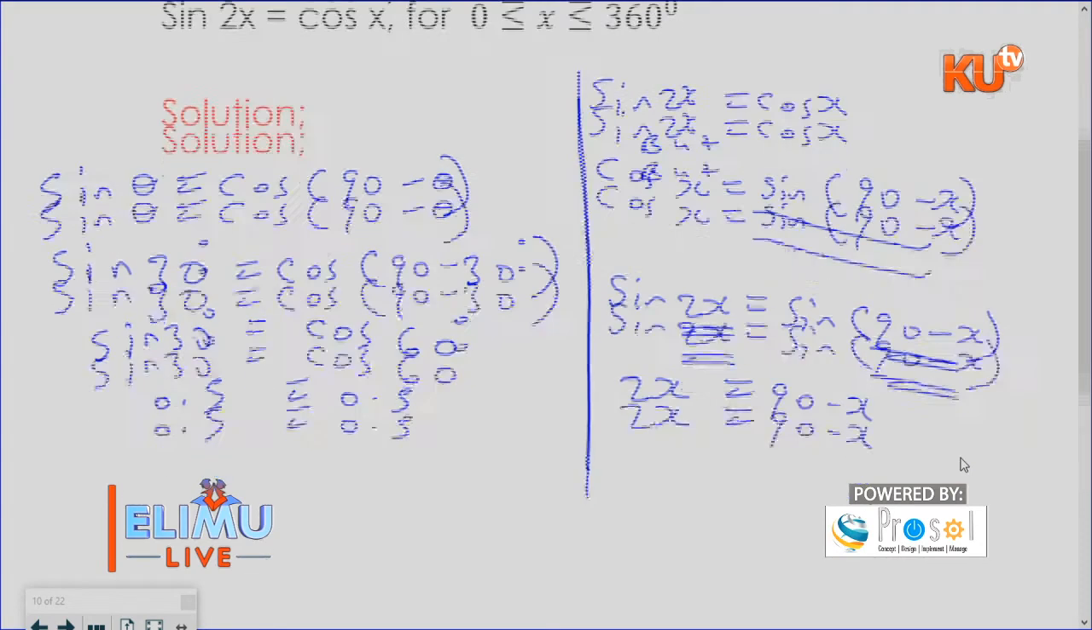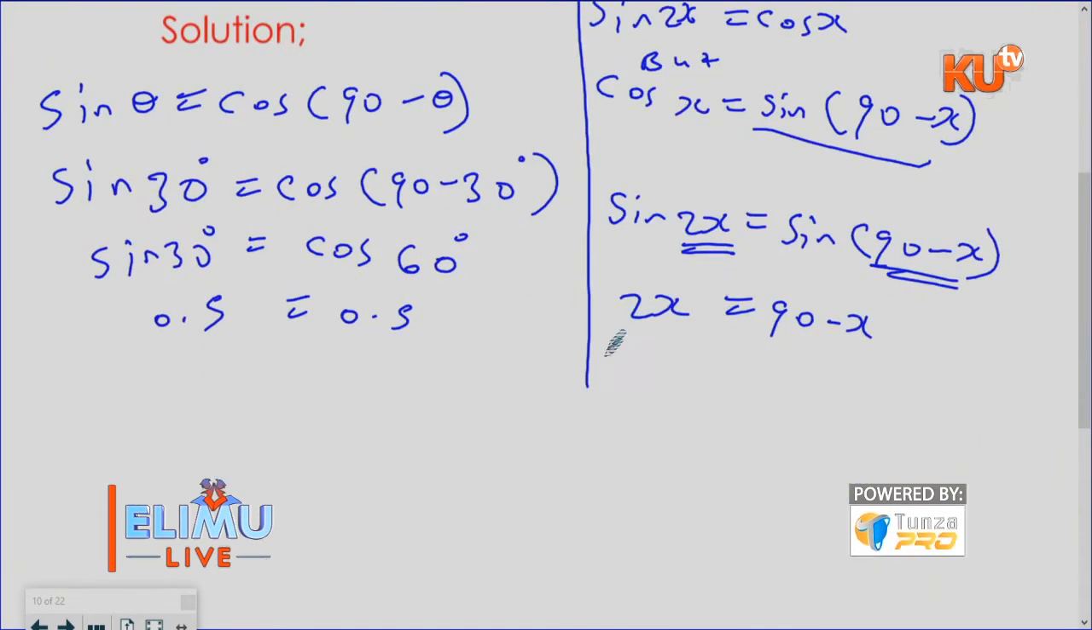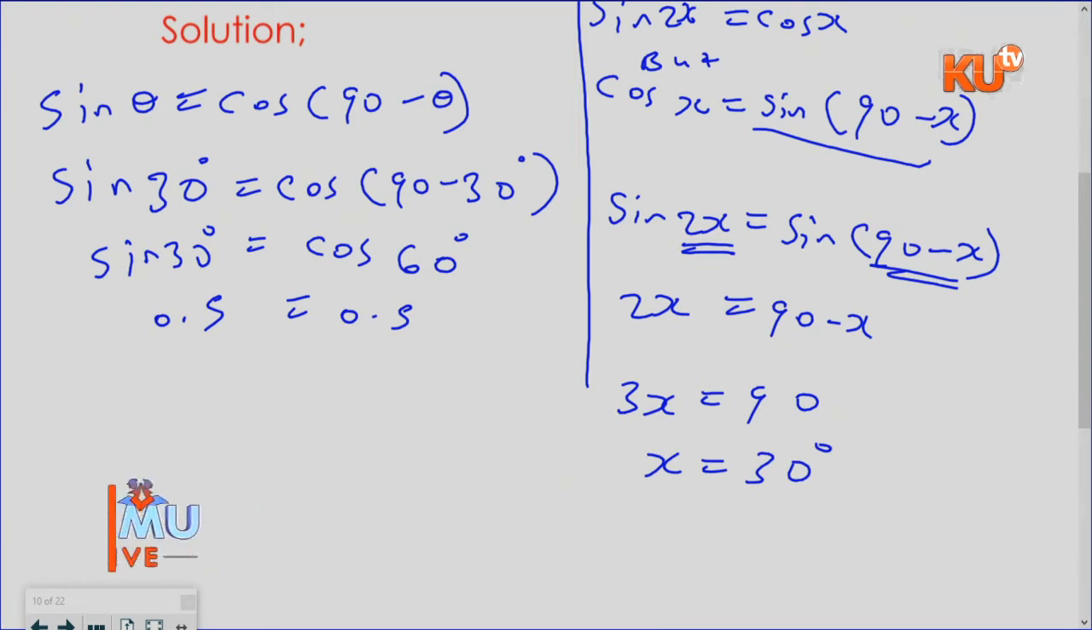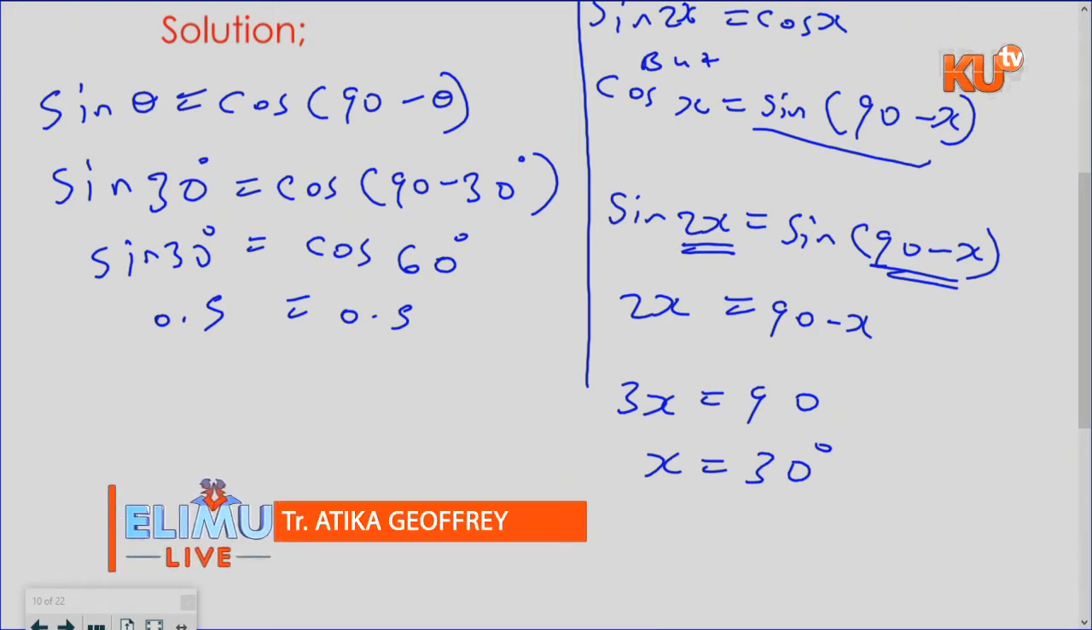Then from there, you can find the value of x. Shift this x to be on the left-hand side. This is negative. When it goes on the left-hand side, the sign will change from negative to positive. So I'll have 2x plus x, which will give me 3x is equal to 90. Divide both sides by 3, x alone is equal to 30 degrees. So we have our first value of x, which is equal to 30 degrees.